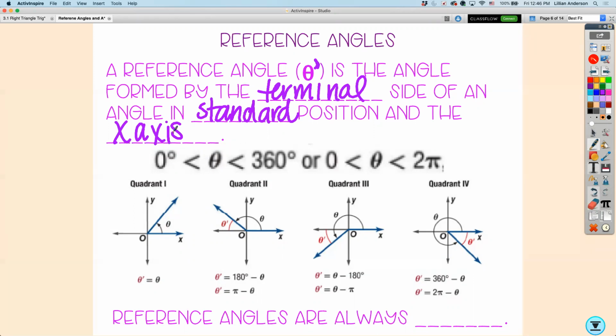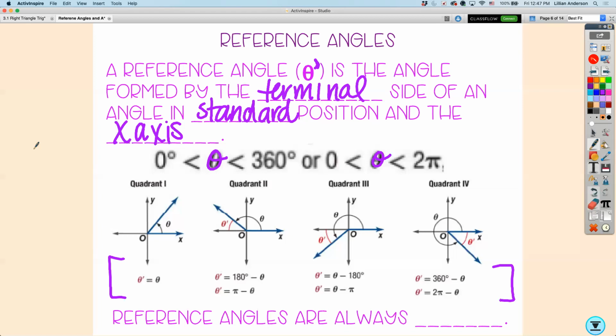The main thing is that you want to make sure, and I know this is blurry to see, but it should be clear on your notes, that theta, whatever the angle is, should be in between 0 and 360 if we're dealing with degrees, or between 0 and 2 pi if you're dealing with radians. Otherwise, these formulas that you see on your paper are not going to work.